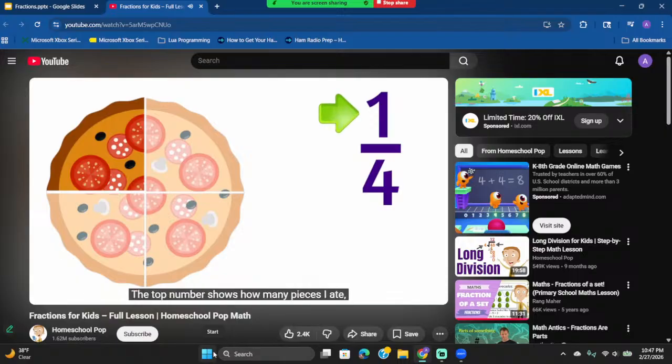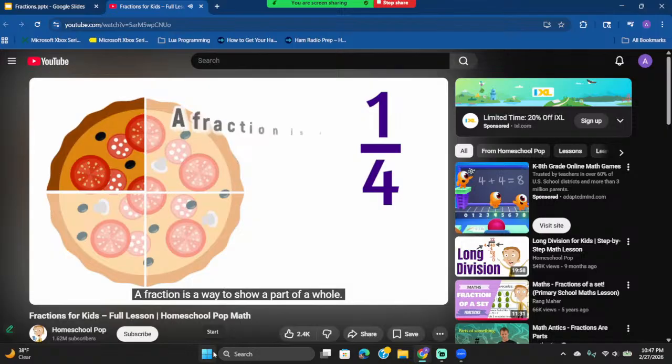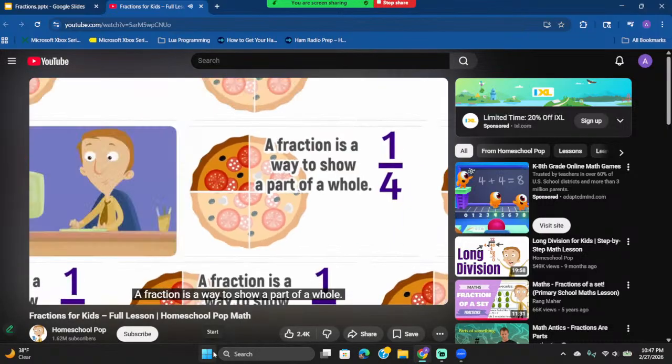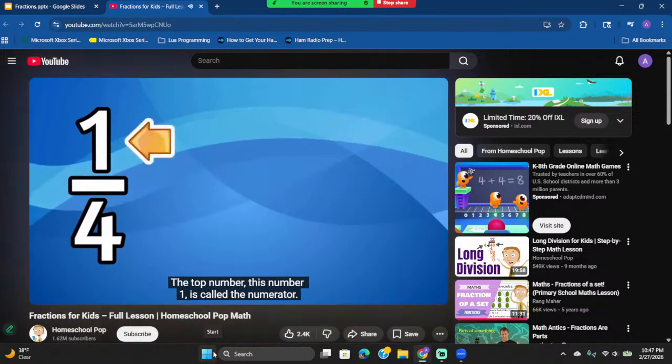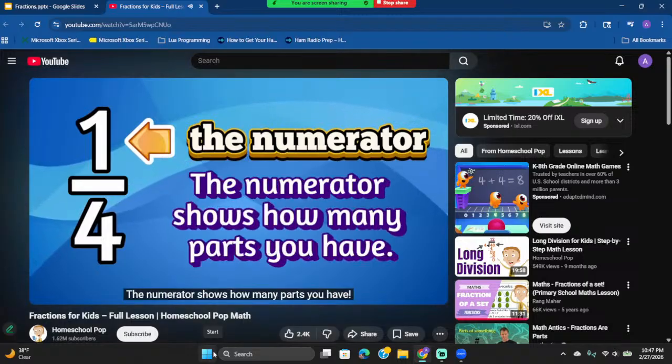The top number shows how many pieces I ate, just 1. And the bottom number shows how many pieces the whole pizza was cut into, 4. 1/4 is a fraction. A fraction is a way to show a part of a whole. Let's look at 1/4 again. The top number, this number 1, is called the numerator. The numerator shows how many parts you have.